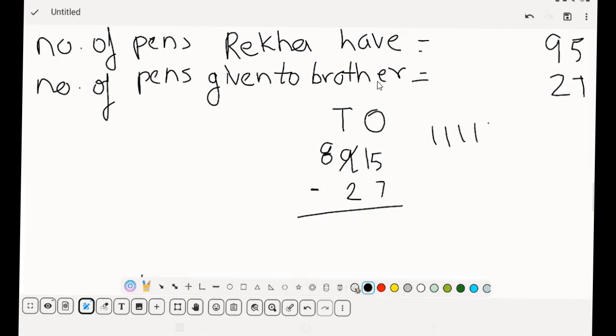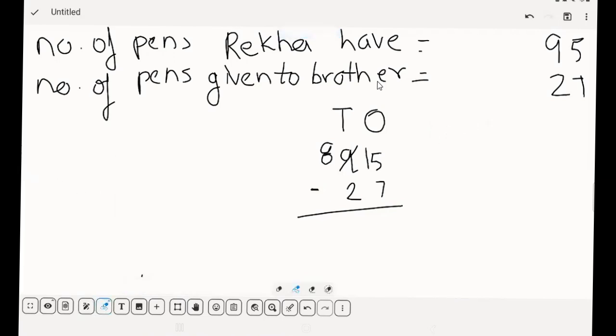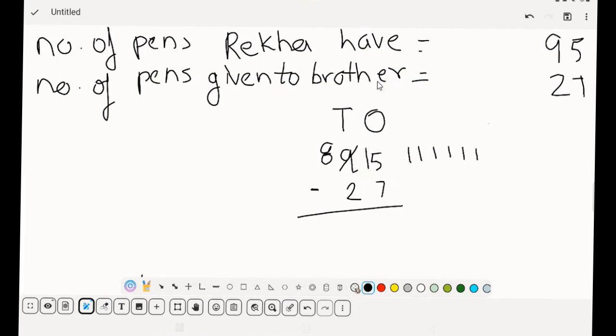Or there is one other method as well. We need to count 7 till the 15. So 8, 9, 10, 11, 12, 13, 14, and 15. Now, how many lines are there? 1, 2, 3, 4, 5, 6, 7, 8. Now, there are 8 lines. So, 15 minus 7 is 8.